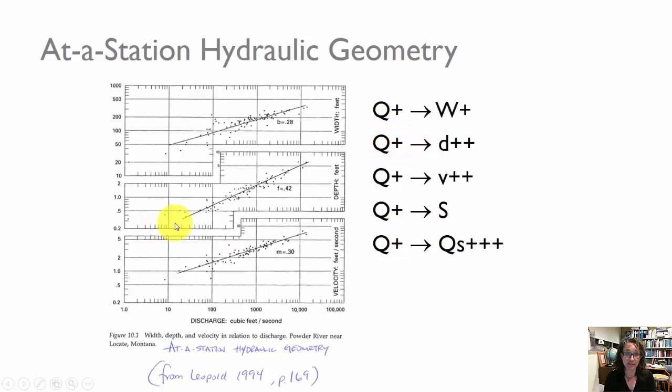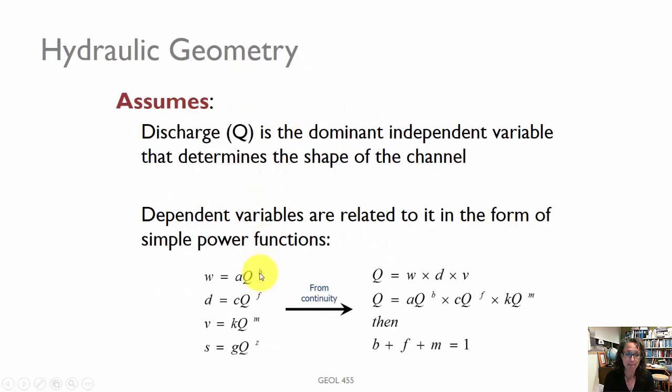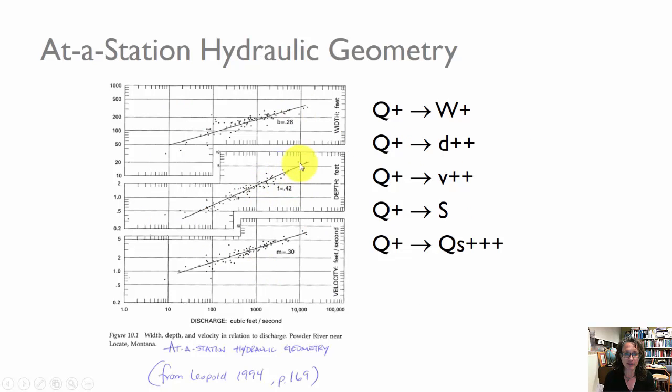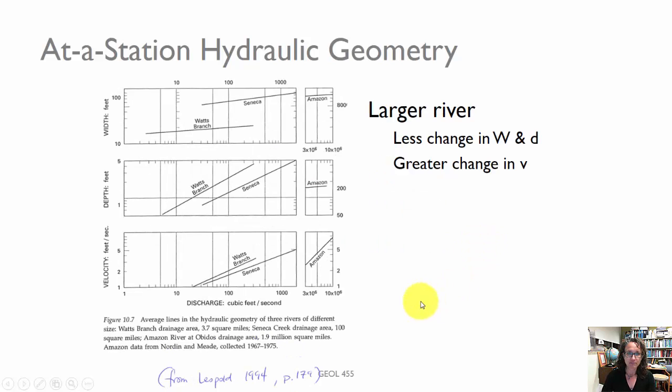As discharge increases, the depth has a little steeper correlation. The number here is the value of this exponent, right? So the exponent for width has a value of about 0.3. The exponent for depth has a value of about 0.4. And for velocity, 0.3. And we also see there's similar correlations with slope and with suspended sediment discharge, where as discharge increases, there's a very high correlation, and suspended sediment discharge can increase a lot. And we see that in a lot of rivers.